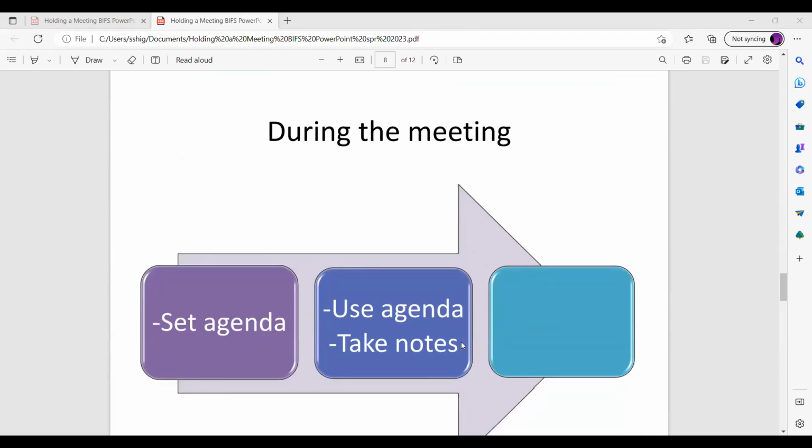So during the meeting, we're not going to look at that slide. Fixing the agenda items, we'll look at that later. So how do you maintain control? And what things do you need to do during the meeting? You may need to establish control from the very start of the meeting, right?